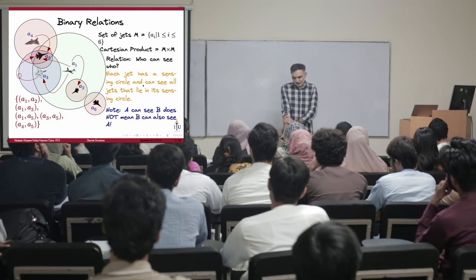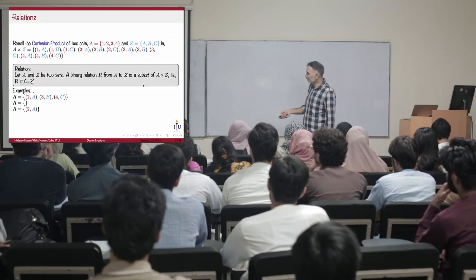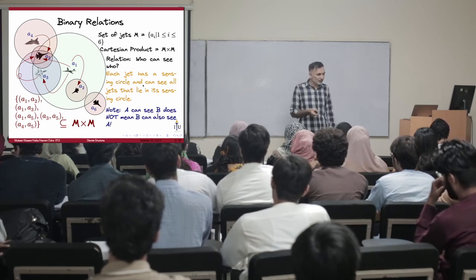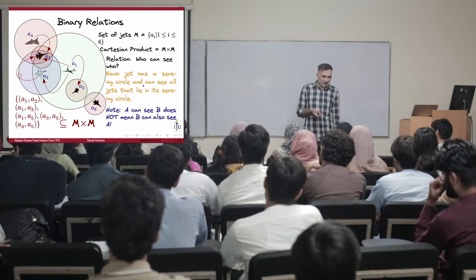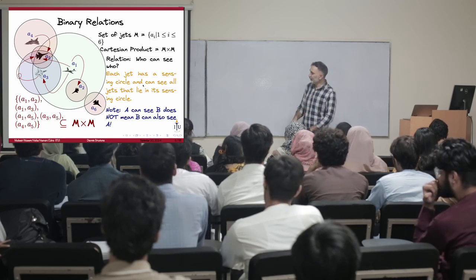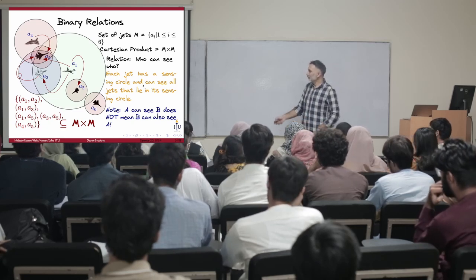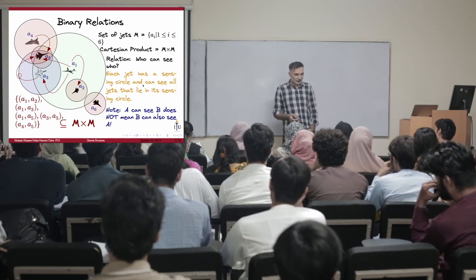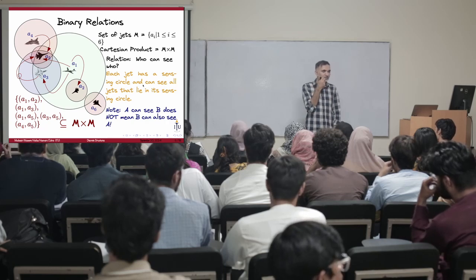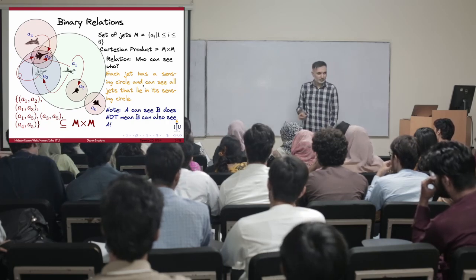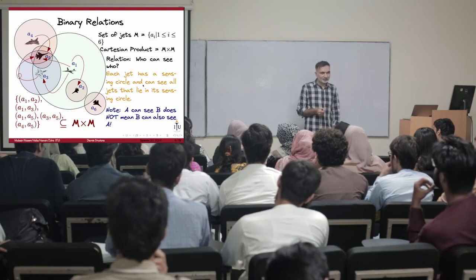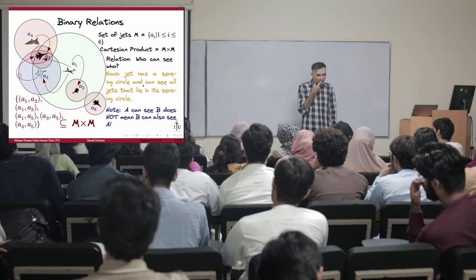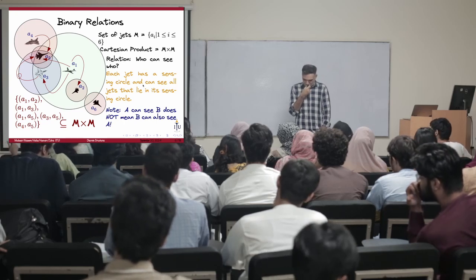Coming back to the point, this whole thing is just a subset of the Cartesian product. We know that M cross M is a set, right? What's the size of this set in this example? 36. Yeah, there are 36 possible pairs, so you would get 36 as the size of the Cartesian product of the set.